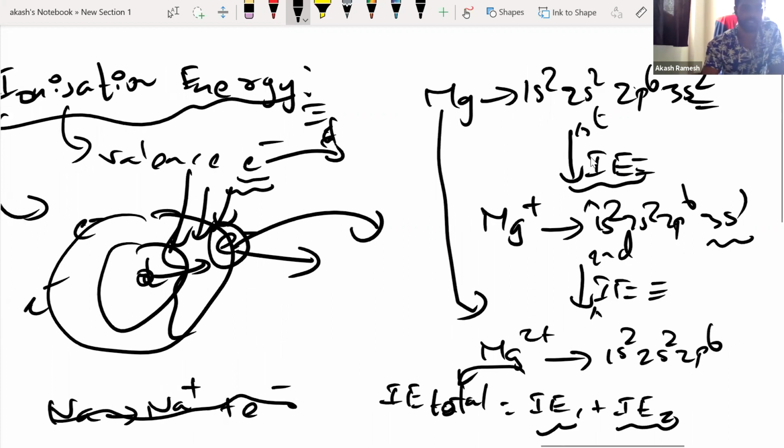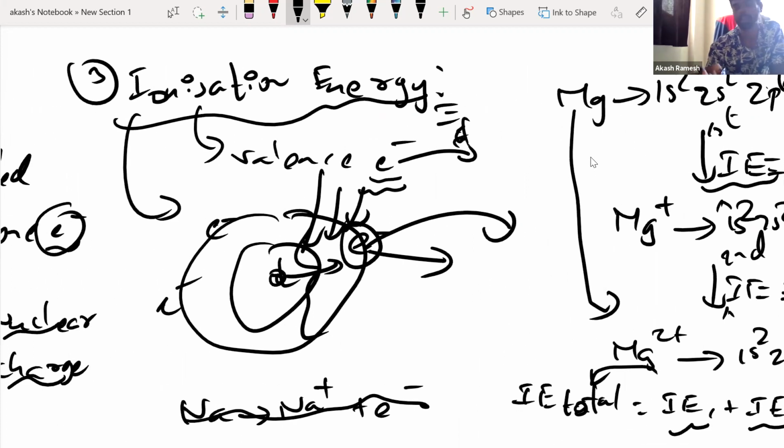Okay, I hope this makes very good sense. Now, we understood what is ionization energy, what is first ionization energy, second ionization energy, and overall or total ionization energy. Next, what we have to understand is how it will vary down the group, and how it will vary along the period.